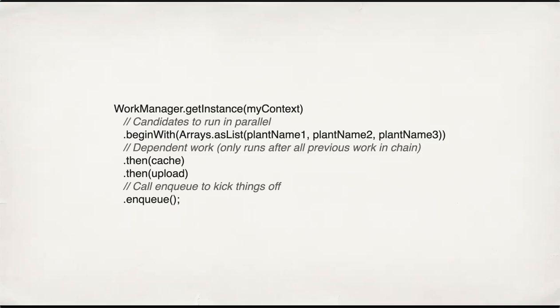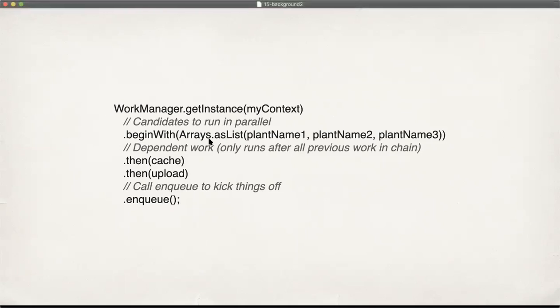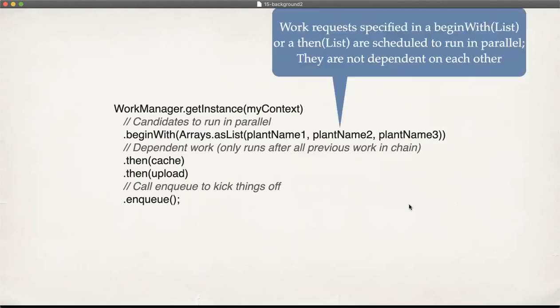They will run in parallel, but once they are done, then the work request named cache will be run. And once that cache is done, then the work request named upload will be run. So these are sequential, and we are saying .enqueue. So all of these will be enqueued in that fashion and will be executed in that fashion. Okay.